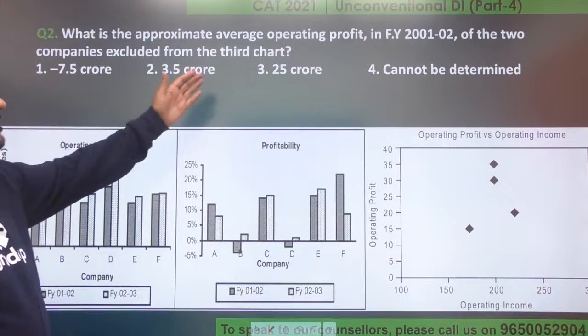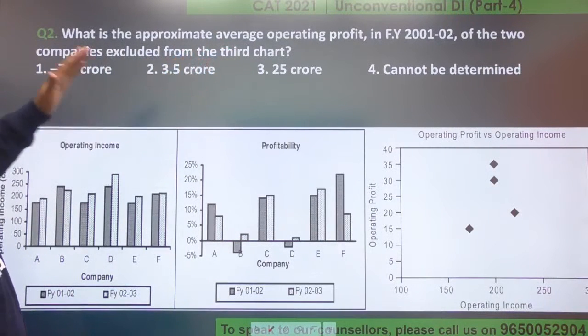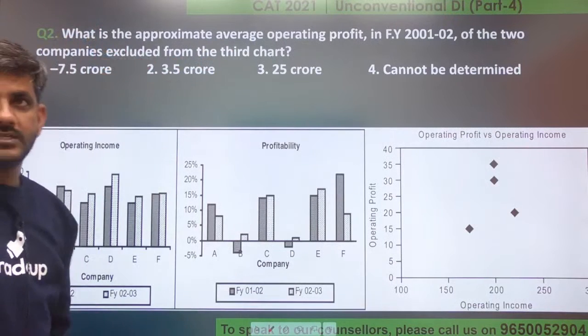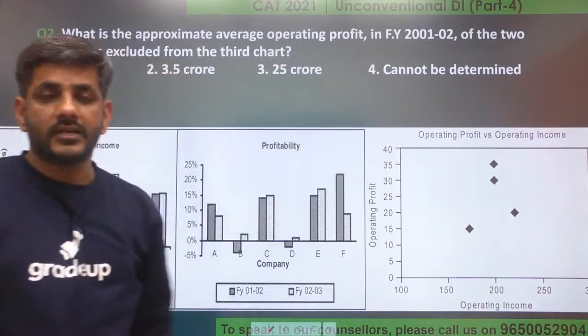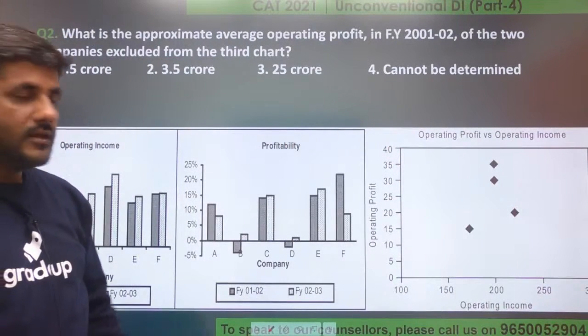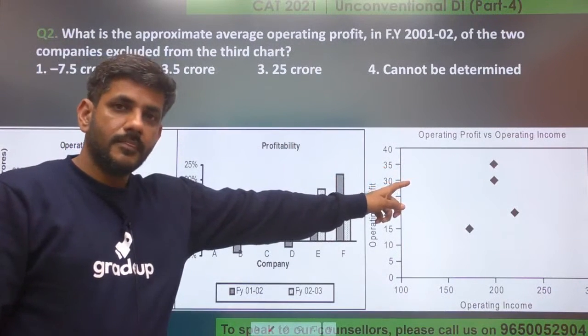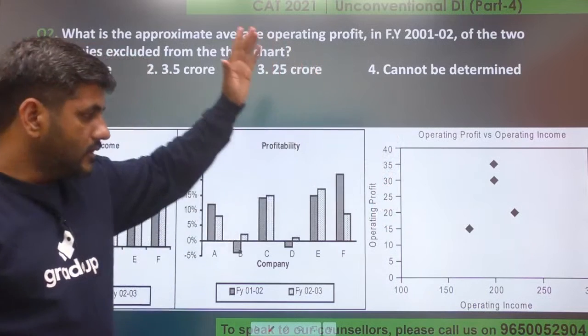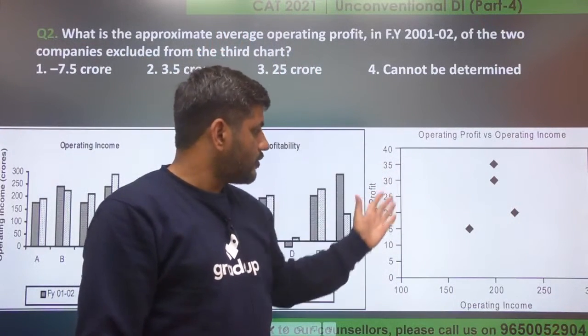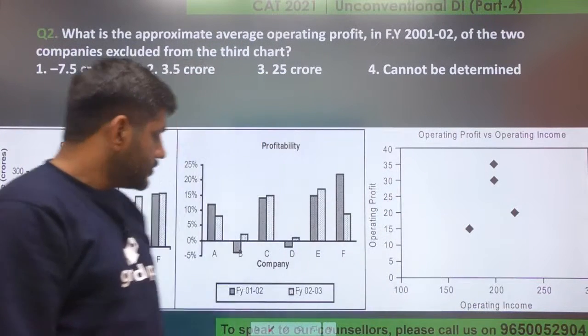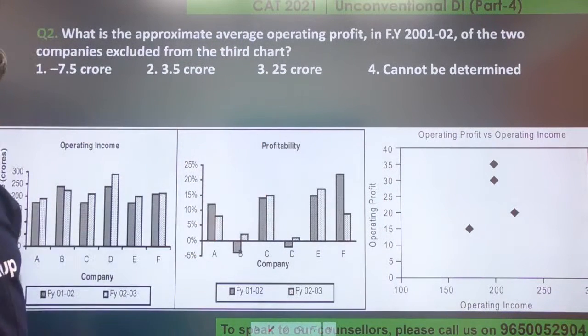What is the approximate average operating profit of the two companies excluded from the third chart? So now we have to figure out which two companies are excluded from this, right? There are four companies shown here. So which two are excluded? This data is about 2002-03, their operating profit against their operating income. So let us look at which two companies are excluded.